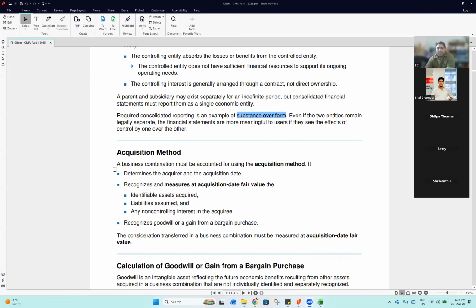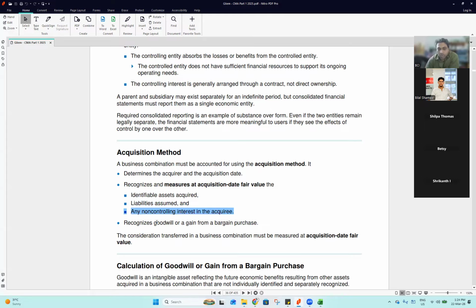Acquisition method. A business combination must be accounted for using the acquisition method. It determines the acquirer and the acquisition date. What happens on the acquisition date? Whom we are going to acquire, that we have to find out, and the acquisition date, on what date we are going to acquire the other company. That date is important because on that date we have to take the fair value of their assets and liabilities. It recognizes and measures at acquisition date fair value the identifiable assets acquired, liabilities assumed, and any non-controlling interest in the acquiree. Clear?